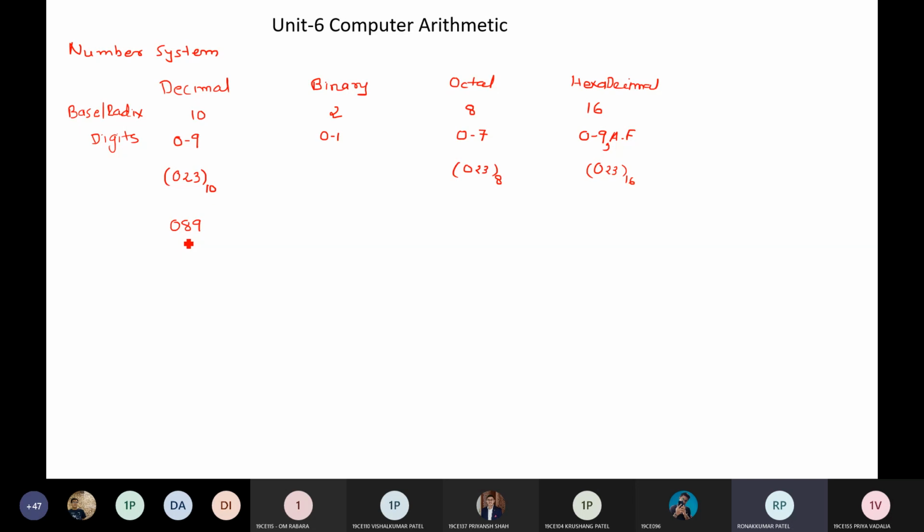Okay, so these are the different number systems, and this is called a positional value. It means each digit at that particular position, right, will contribute something to that value.